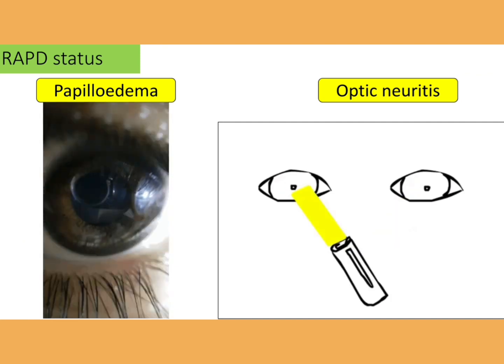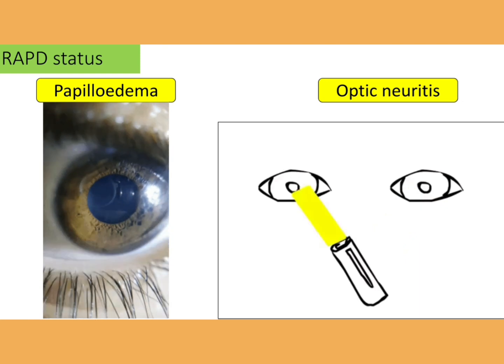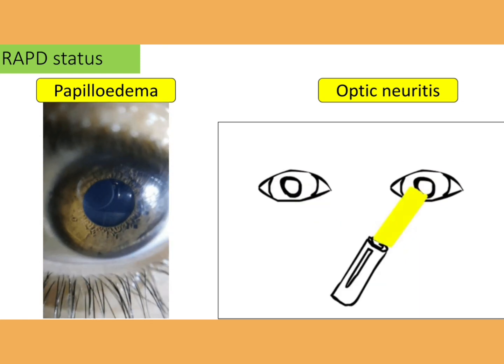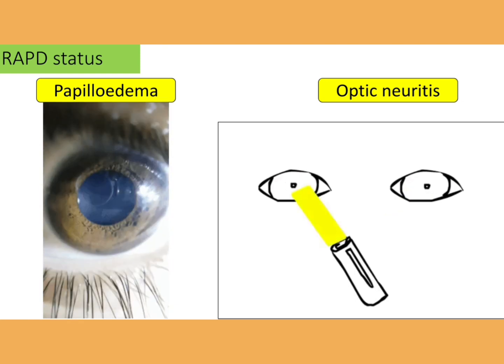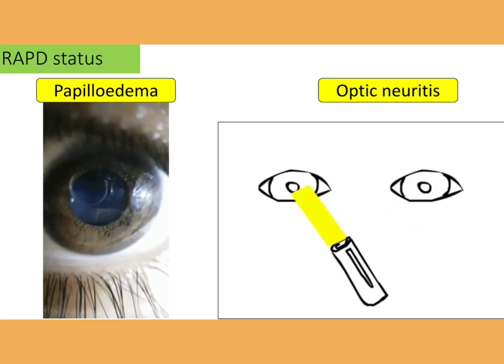Now, presence of RAPD. In case of a papilloedema patient, you will not see the presence of RAPD, and you will see both eyes reacting in a sluggish manner. But in case of an optic neuritis patient, you will definitely find RAPD.